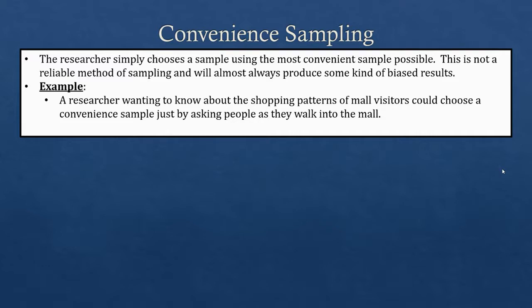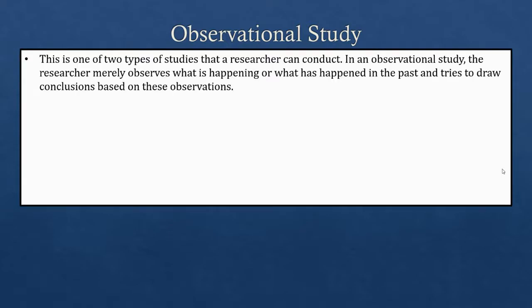All right, so once we determine our sampling technique, then we can talk about what kind of thing I am going to do to get the data. So what kind of study am I going to use? And the first kind that we could use is called an observational study. So this is one of two types of studies that a researcher can conduct. In an observational study, the researcher merely observes what is happening or what has happened in the past and tries to draw conclusions based on these observations.